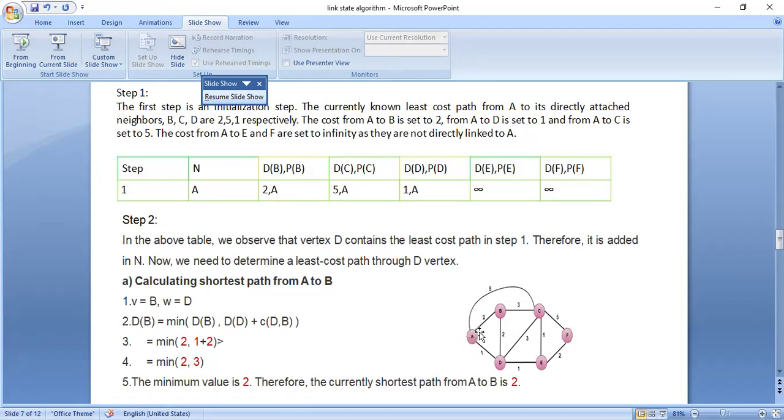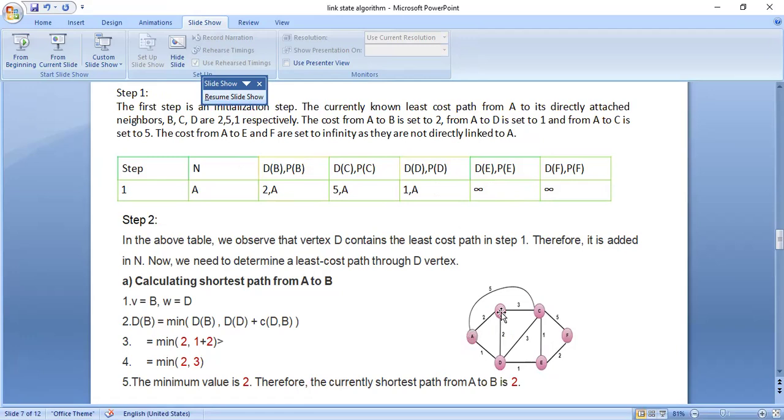We can take it as the cost as it is, and if the nodes are indirectly connected, we can take the value as infinity according to Dijkstra's algorithm. So here the A node is the root node. After fixing A as the root node, we have to check what are all the nodes directly neighboring the root node A.